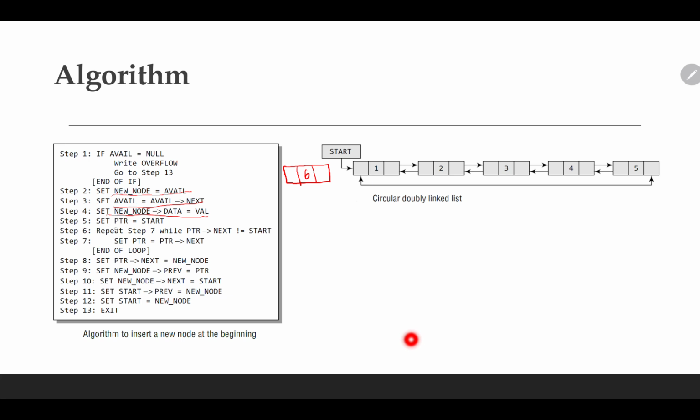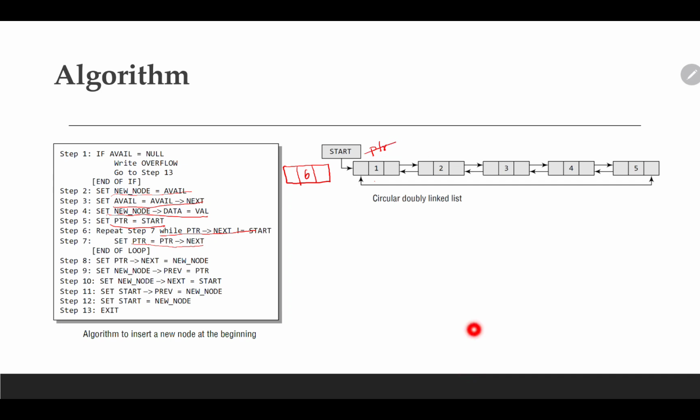Next we are assigning ptr = start. This is the start node, so we are assigning it as the ptr node. Then we check the condition while ptr->next is not equal to start. Yes, it is not equal to start, so we have to execute the statement ptr = ptr->next. We repeat the 7th step till this condition becomes false.